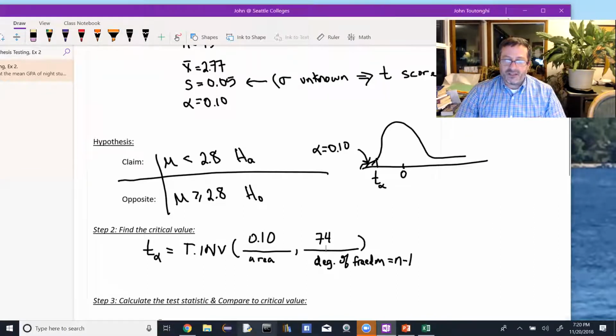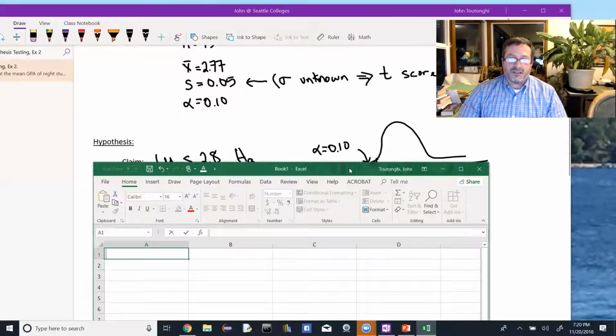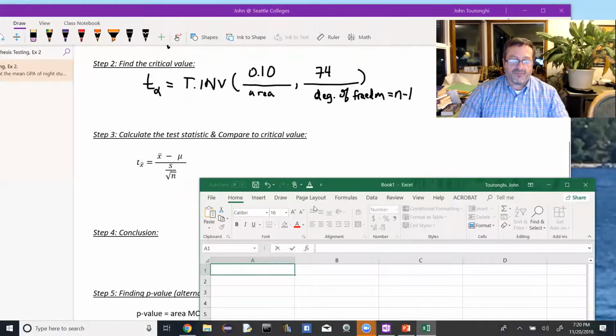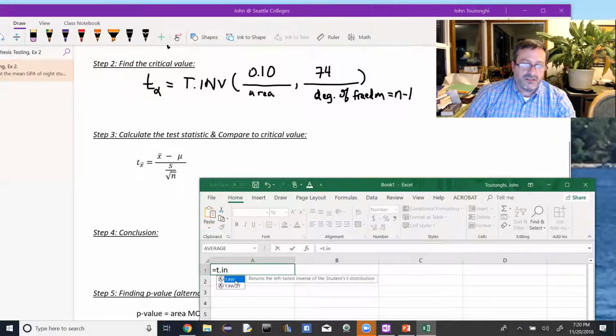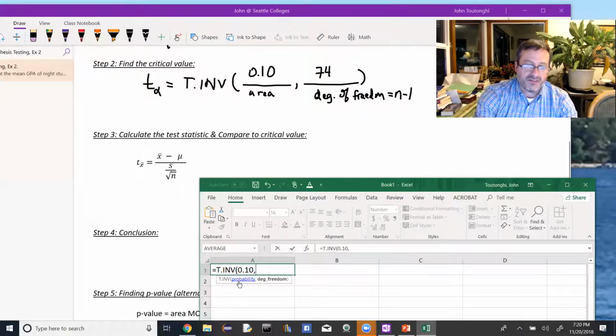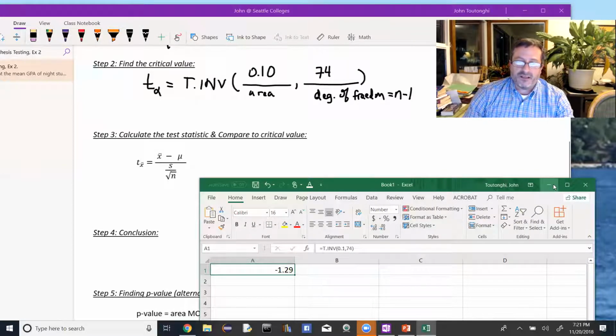I have no idea what that is, so we're gonna jump over to Excel, equals T.INV. And again, it wants the probability to the left, so that's 0.10, because I'm dealing with a left tail, and the degrees of freedom is 74. That's -1.29. I already rounded it to 2 decimal places. If it was more, it would show more, but I want to take it to 2. -1.29.